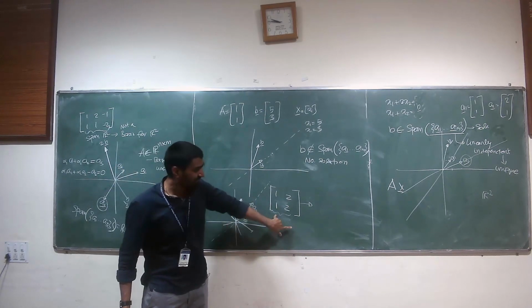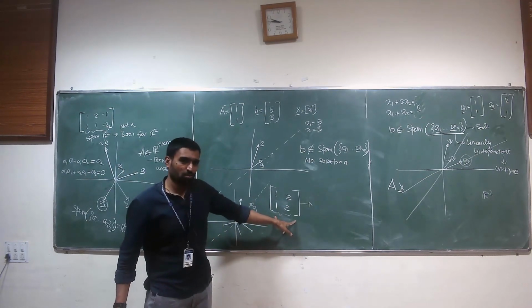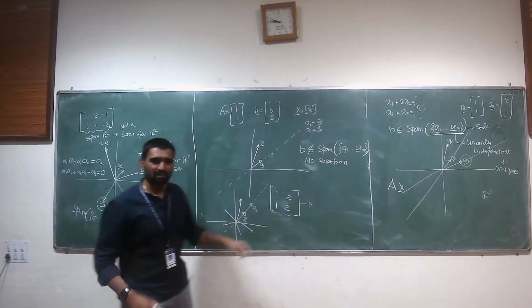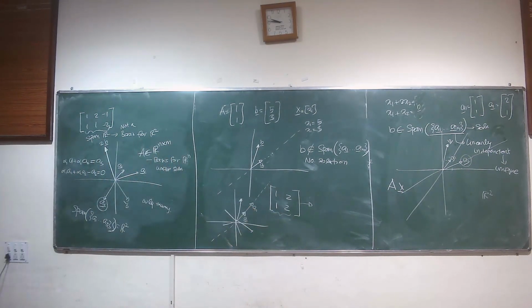Whereas here you have what? What are the two possibilities? No solution or infinitely many solutions. Okay, is it clear?